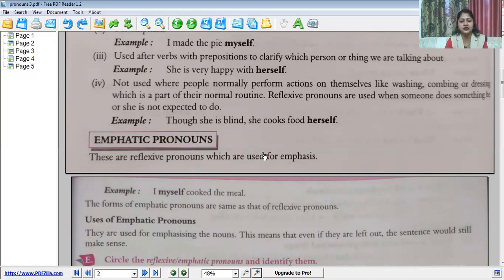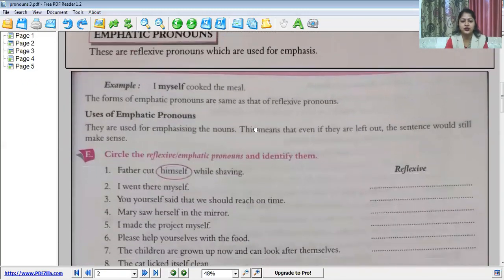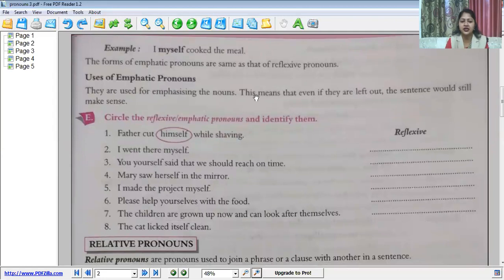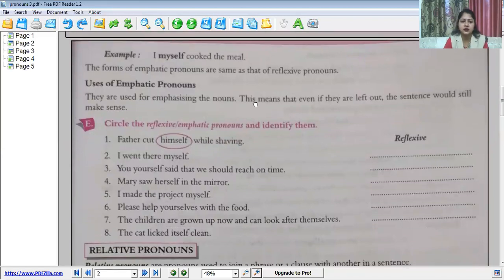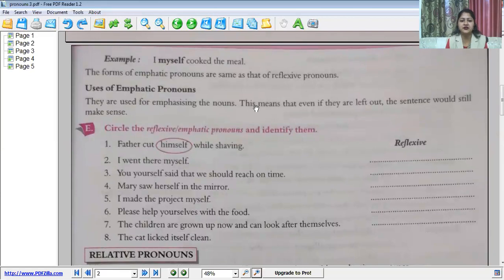Now let's see, there's a short exercise which we will do, and it will clarify what reflexive and emphatic pronouns are. We have to circle them and identify them. Father cut himself while shaving. Now it is reflecting on, right? Father cut himself. So it is reflexive. I went there myself. I went there makes sense. So you'll circle myself and you'll write emphatic.